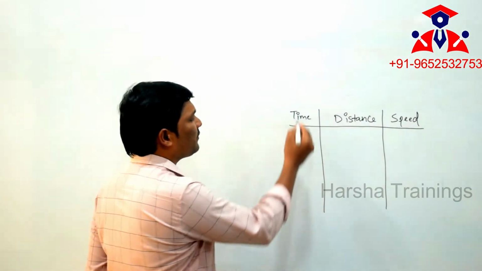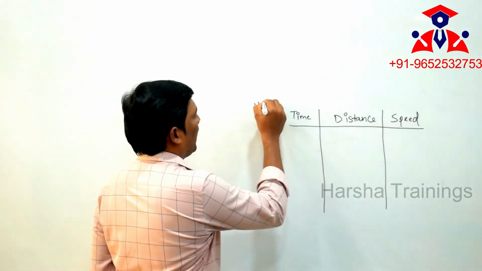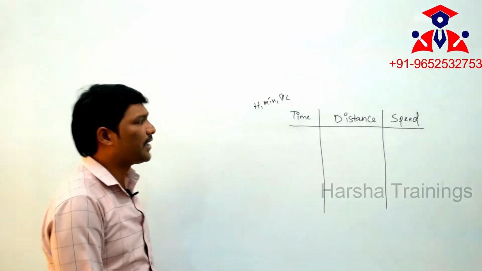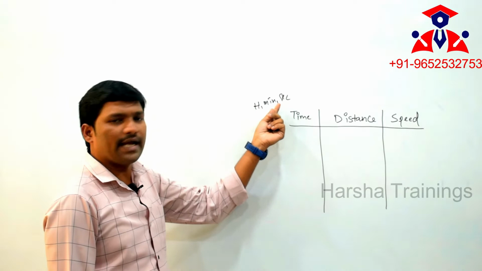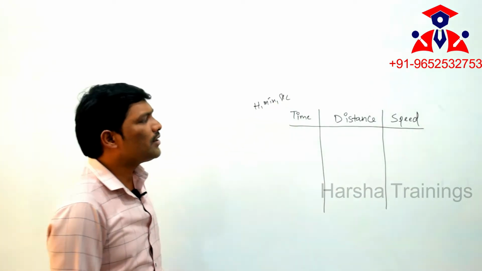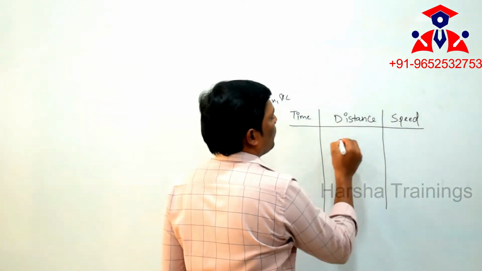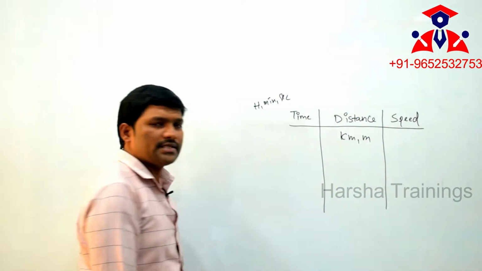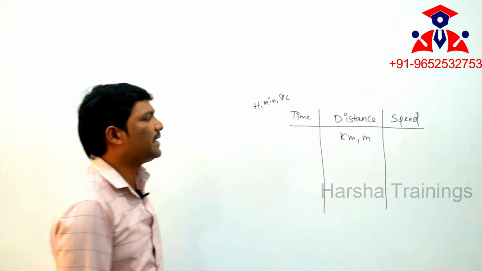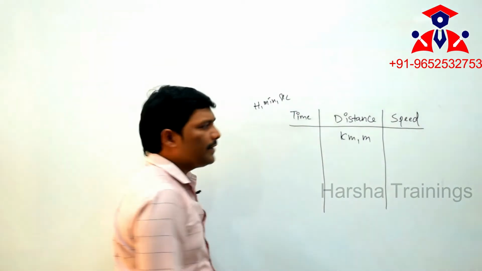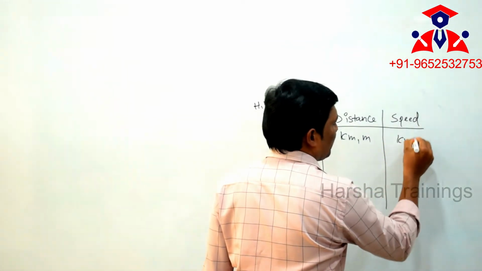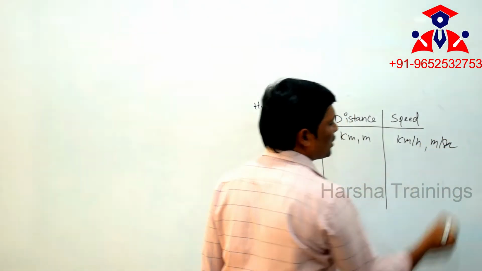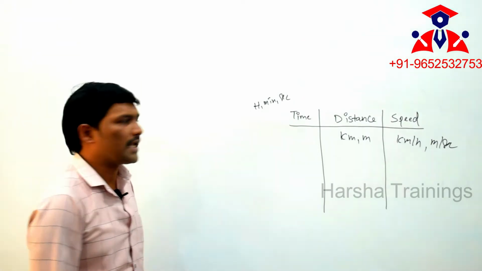What are the units of time, guys? Hours, minutes and seconds. Next, what are the units of distance? Kilometers and meters. Next, what are the units of speed? Kilometer per hour or meter per second.